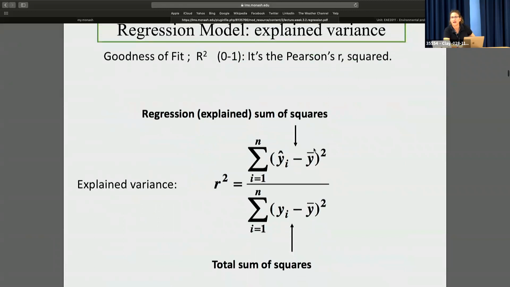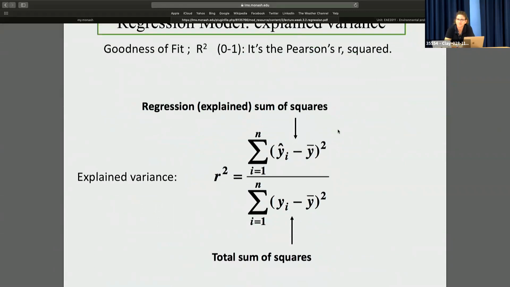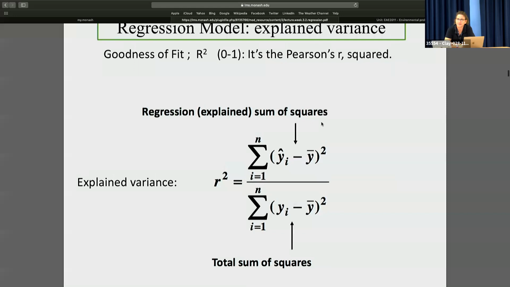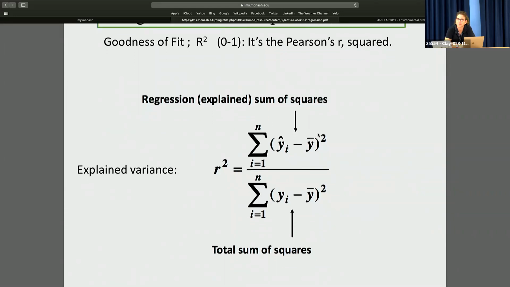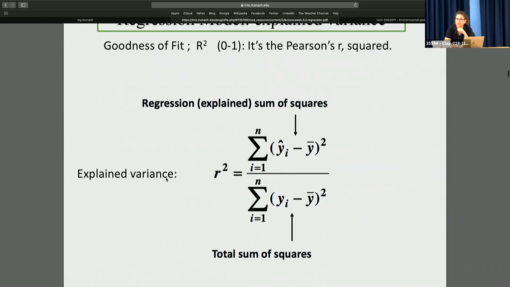So when I think about how well my regression explains the data, I can think about those sums of squares, okay, divided by the total sum of squares. And this gives me an indication of the explained variance, of how well I'm explaining my variance, and it's called R squared, okay? In a linear model, it is actually that Pearson's R we've seen before, just squared, but it's called R squared.